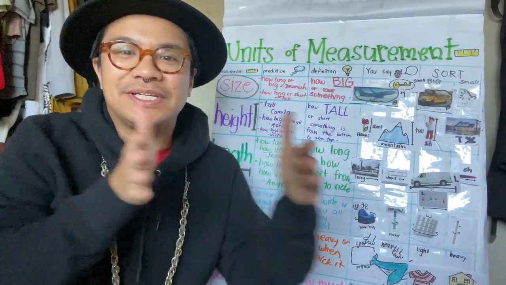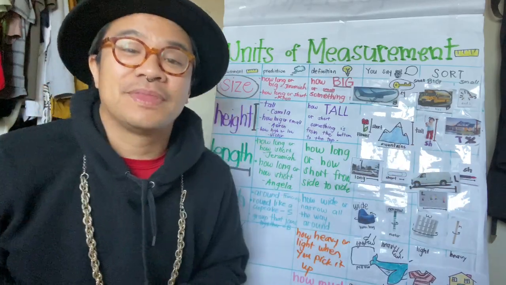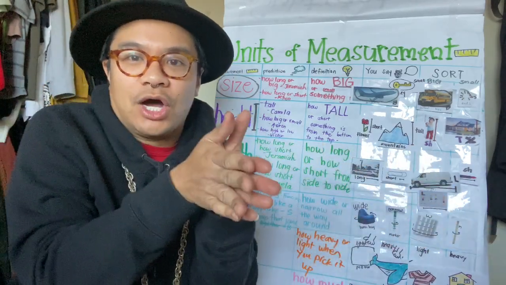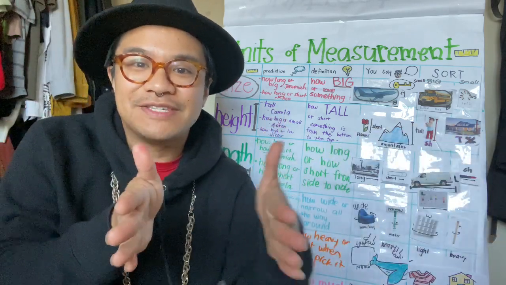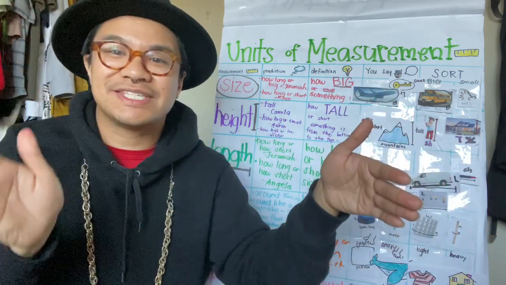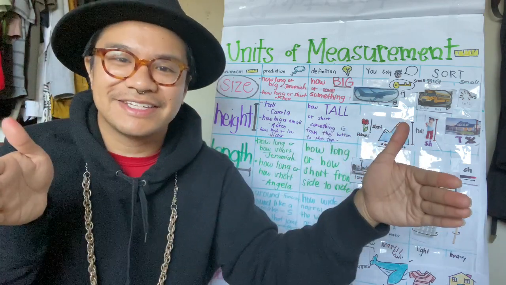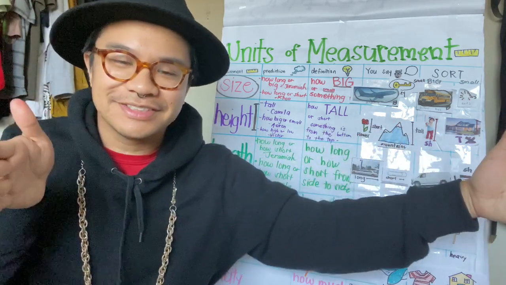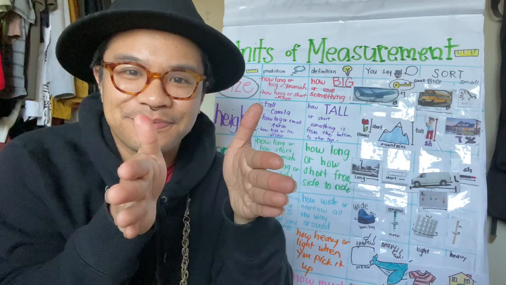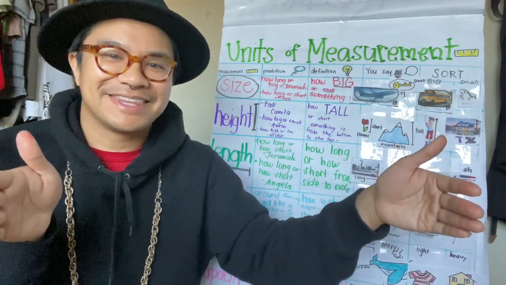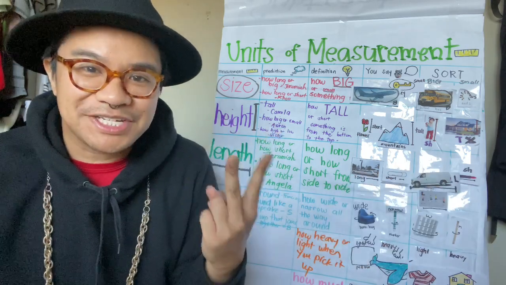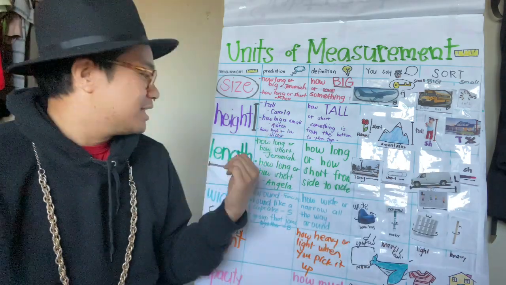And I'm gonna tell you what length means if you kind of forgot. So length means how long or how short an object is from side to side. Everyone say length. How long or how short from side to side. And there are two different adjectives we can use to describe length.